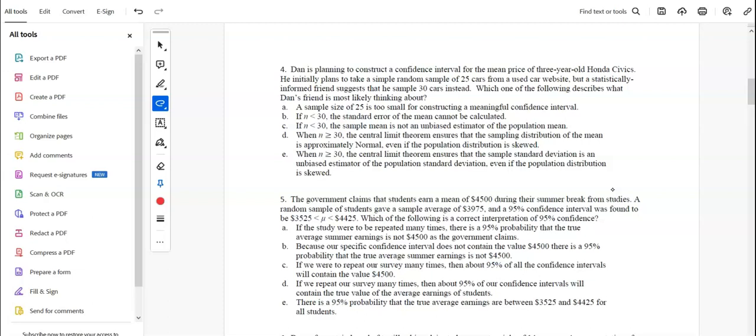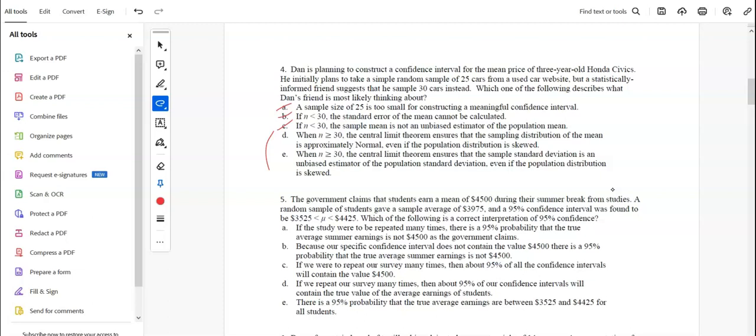Okay, so it's too small for constructing a meaningful interval. It might be. I don't know what the shape would be, but it might be meaningful. I'm not sure that's the right answer. If n is smaller than 30, the standard error of the mean cannot be... I don't think that's true. And the sample mean is an unbiased estimator. I don't know. So these two are the tempting answers, I think, because he knew n is greater than 30, and it's dealing with the central limit theorem. Is not an unbiased estimator or is an unbiased estimator.